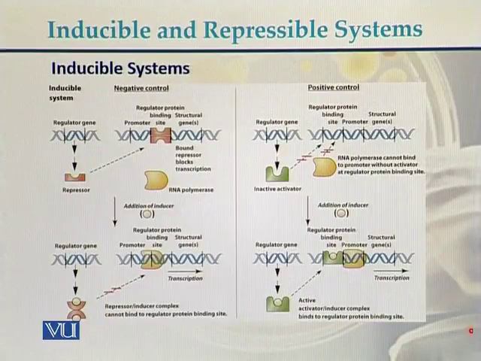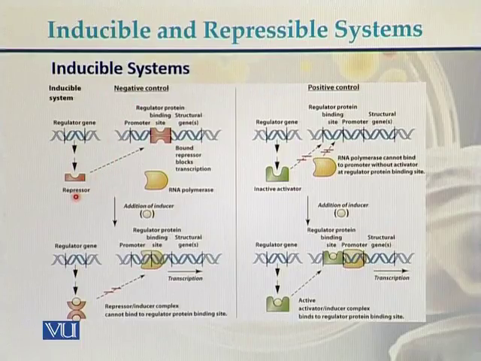An inducible system can be in the form of negative control. Here is the negative control and here is the positive control. So an inducible system can be negative control or positive control. These are the examples of inducible systems. So this is the negative control.